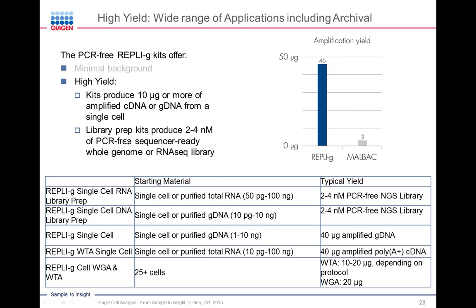The library prep kits, where we've integrated the MDA plus the PCR-free DNA or RNA-Seq library prep, these produce more than enough library for sequencing once, twice, 3 times on a HiSeq or a MiSeq or an XSeq.